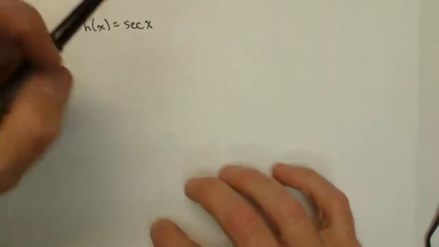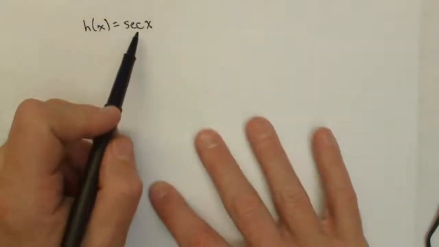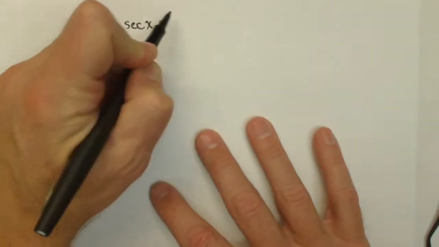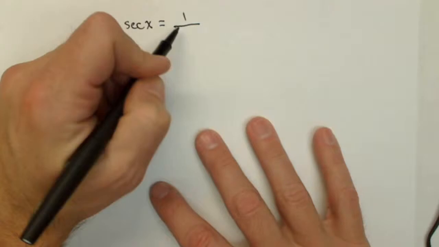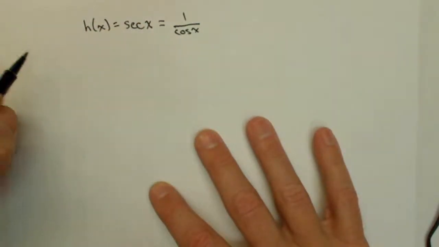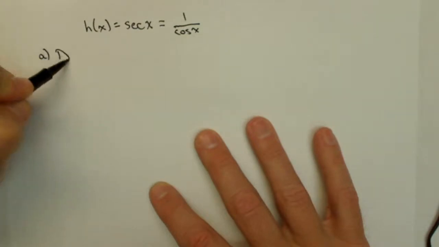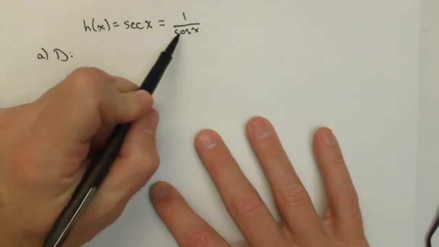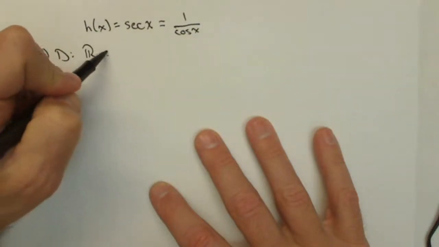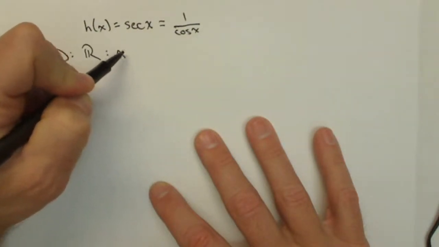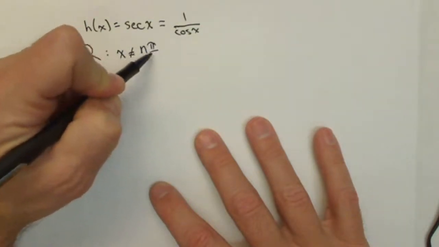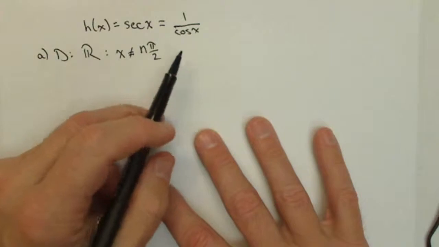In this video, we're going to derive the derivative of secant of x using the quotient rule. So first off, remember that secant of x is 1 over cosine of x. So what that tells us is the domain for h is going to be all reals except we're going to want to exclude x values that are integer multiples of pi over 2 because those will make cosine 0.